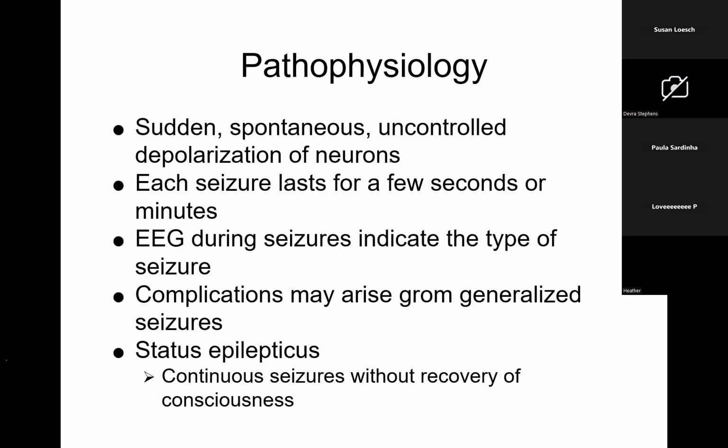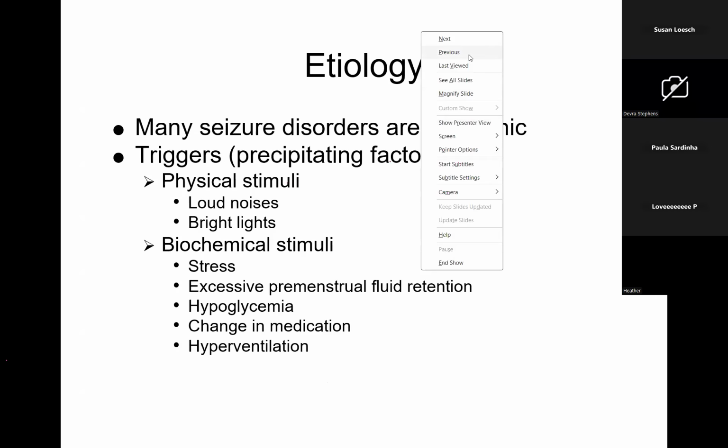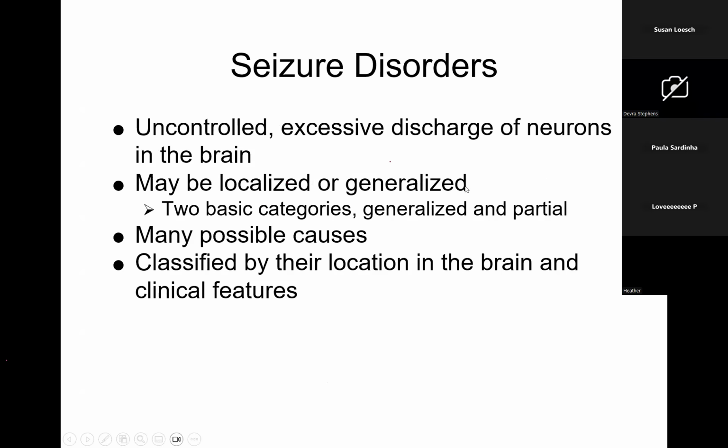Seizure disorders. Again, this is excessive, uncontrolled discharge of neurons in the brain. It could be local, meaning it affects one part of the brain, or generalized, where we see multiple parts of the brain. And they can be caused by infections, tumors, increased cranial pressure, fever.